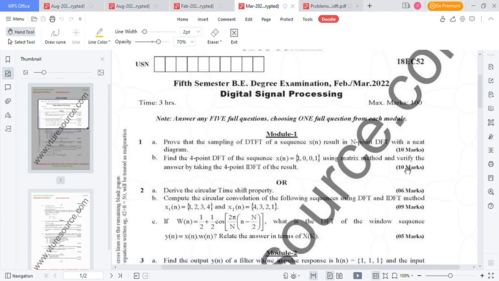So 10 marks is for 5 and 5. 5 marks for 4-point DFT and 5 marks for IDFT. You need to look at that because it should be of equal marks. Earlier it was said that IDFT is for 4 marks and DFT for 6 marks. It is not, students. Both DFT and IDFT are for equivalent marks. DFT is for 5 marks, IDFT is also for 5 marks, right?